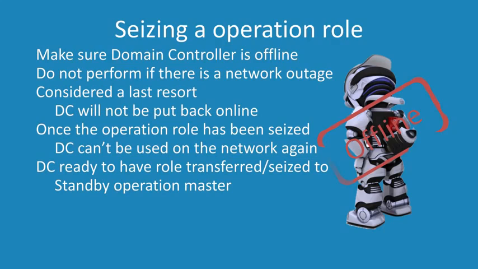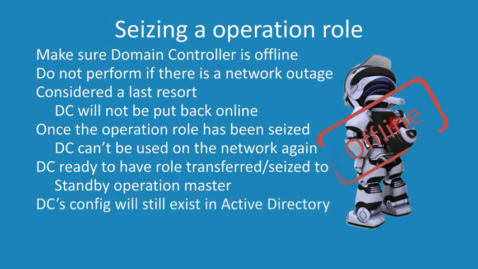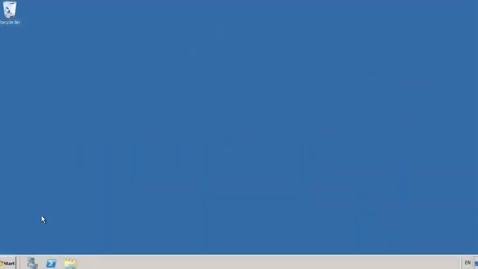Once you have seized the operation master role from the failed domain controller, the configuration for that domain controller will still exist in the Active Directory database. Since the domain controller will not be used on the network again, to complete the process, you should also remove the configuration information of the domain controller from Active Directory. I will now change to my Windows Server 2008 domain controller to demonstrate how to seize an operation master role from a domain controller and also how to clean up the Active Directory database after the operation master role has been seized.